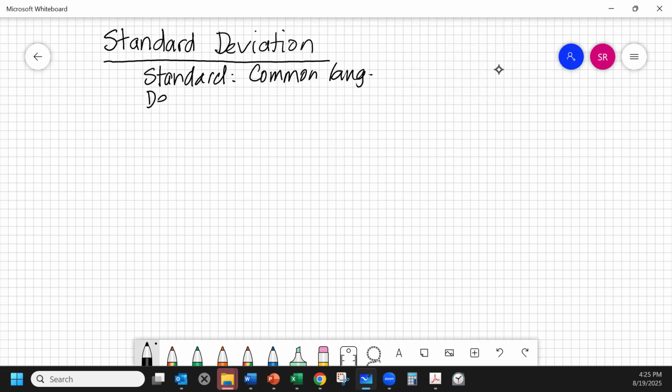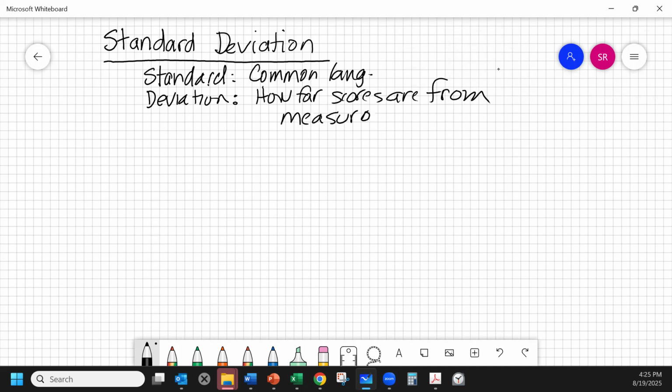And we know that a deviation, just like deviant behavior, it's far away. It just tells you how far scores are from the measure of central tendency, which in the work we're doing is always going to be the mean. All right, this assumes a normal distribution is the most beneficial.